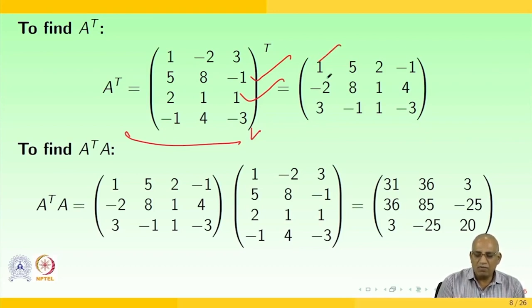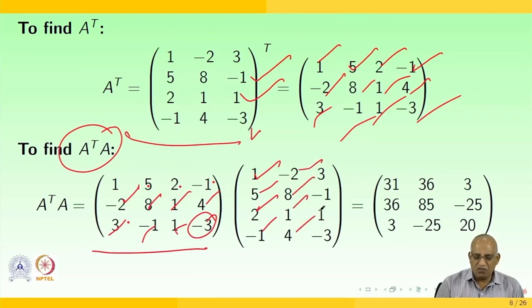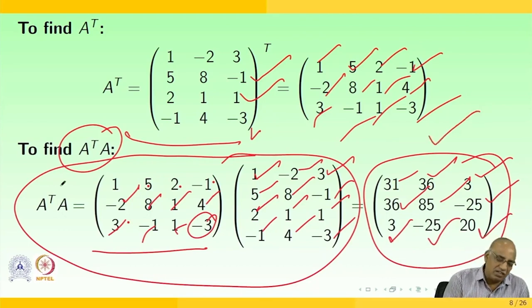When you transpose it, you get 1, 5, 2, minus 1, minus 2, 8, 1, 4, 3, minus 1, 1, minus 3. Now let us multiply to get A transpose A. So this will be the matrix A transpose multiplied with A. When you multiply these two matrices, you end up with a matrix like this: 31, 6, 3, 36, 85, 25, 3, minus 25, 20. So this matrix is A transpose A.